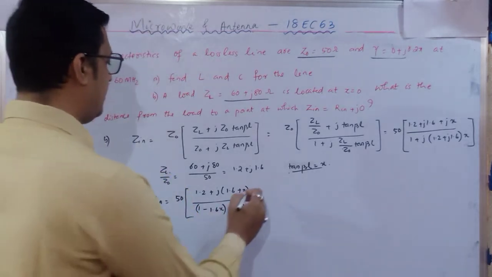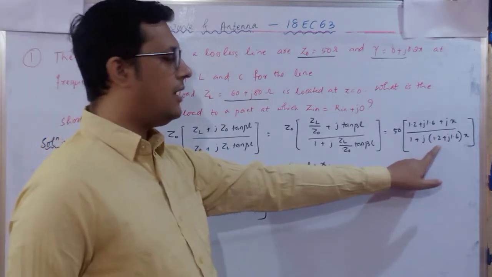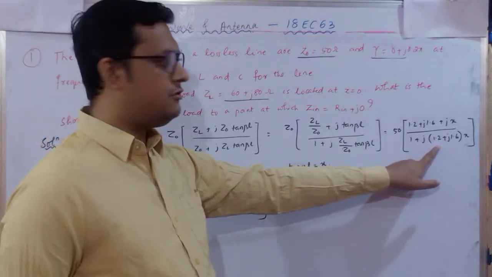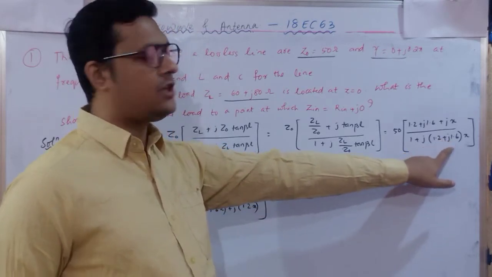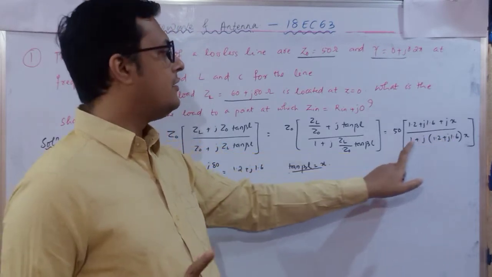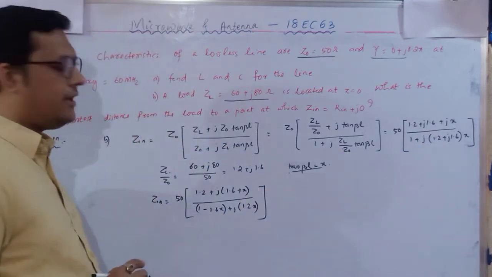Okay. So this is the relation we will get, because when you multiply this J, it is 1.2J into X, one component. Another is J into J, which is minus 1. So it is 1 minus 1.6 into X. So this is my input impedance.